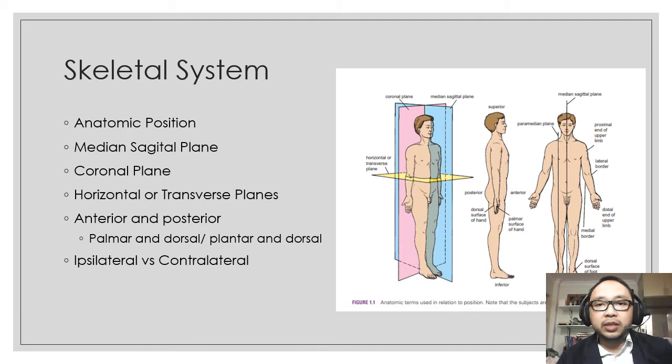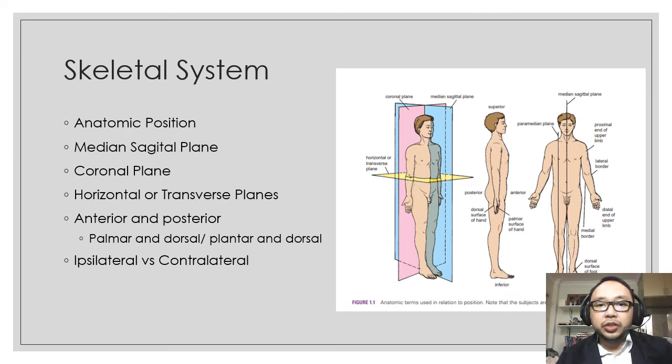So when we talk of the skeletal system, we always go back to the anatomic position, and we also need to discuss the median sagittal plane, which divides your body from left to right. This is a vertical plane passing through the center of the body, dividing it into equal right and left halves. We also discuss the coronal plane, which is an imaginary vertical plane at right angles to the median plane.